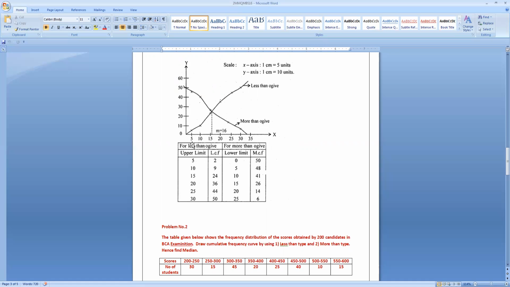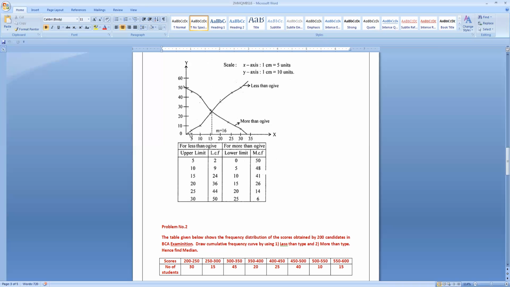Now on 5, that is the class interval 0 to 5, the CF of 2 is on the second box, and we mark a point corresponding to that. Then on 10 we go to the 9th box. Then on 15, the 24th box. Then on 20, the 36th. Then for 25 it should be on 44. Then on 30 it should be on 50.